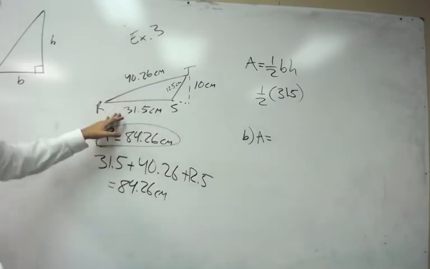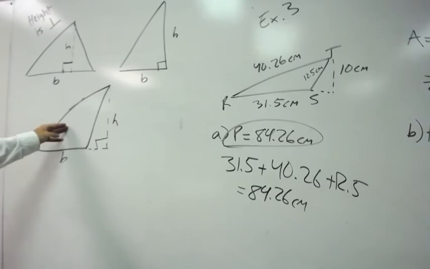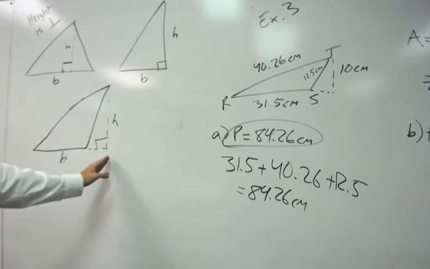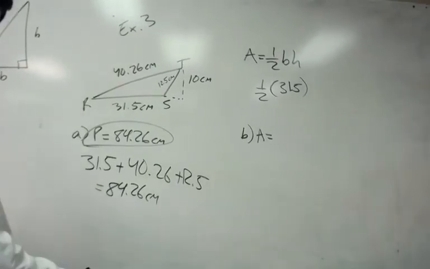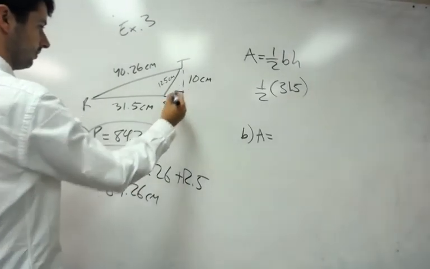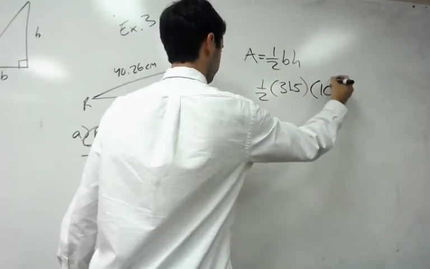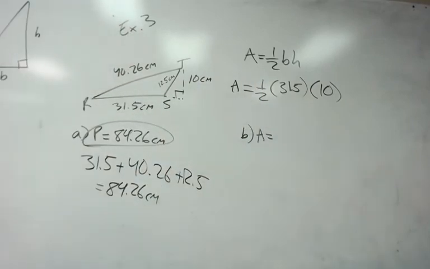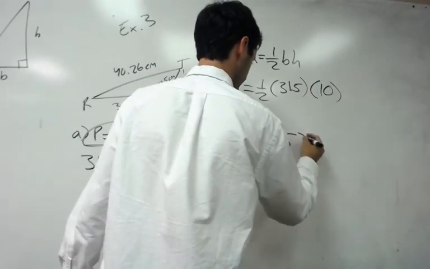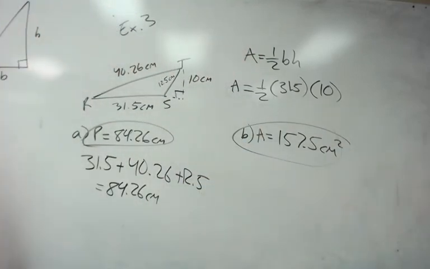Now, which one is the height? Well, if you look back at this triangle right here, it is an obtuse triangle. Height is always perpendicular. And in this case, it's outside the triangle. I did forget to draw the little box, but the height is perpendicular, therefore 10 is actually your height. And when you multiply all that out, you would get 157.5 centimeters squared for your area.